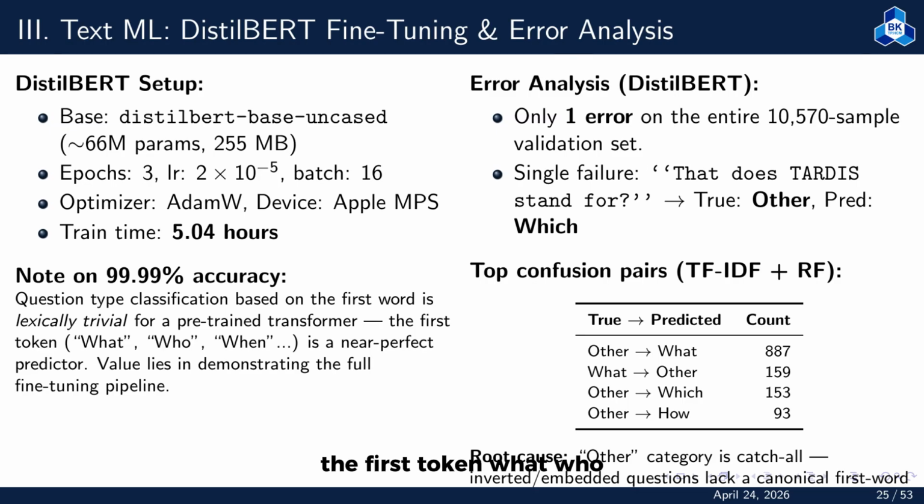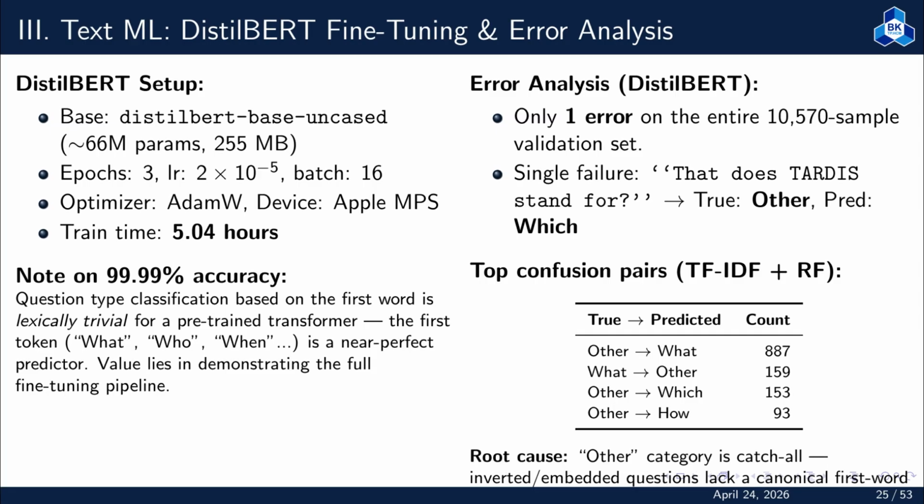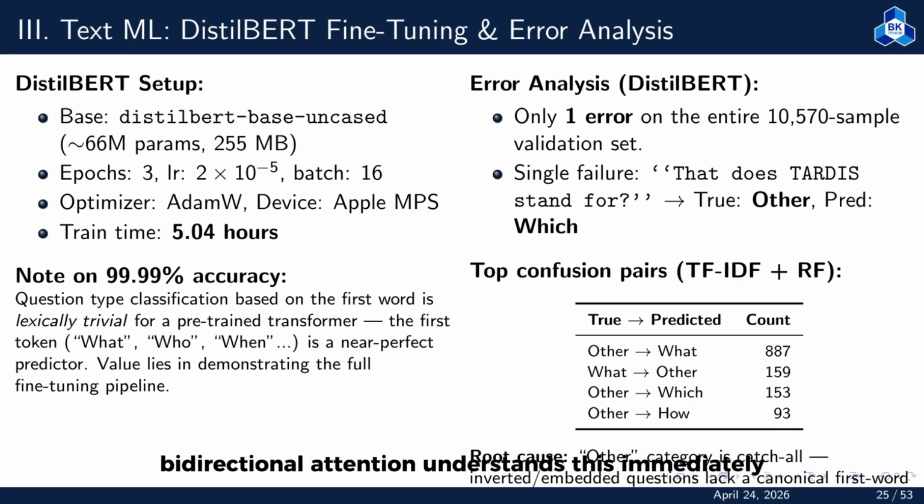The first token, what, who, when, is a near-perfect predictor of the label. The transformer's bidirectional attention understands this immediately. The real value here is not the accuracy number itself, but demonstrating that the full fine-tuning pipeline works correctly end-to-end, including tokenization, label mapping, and evaluation.